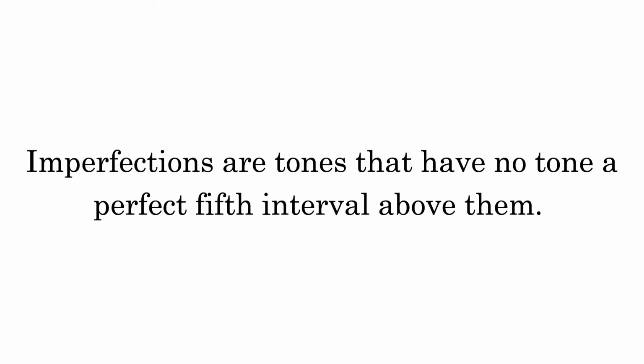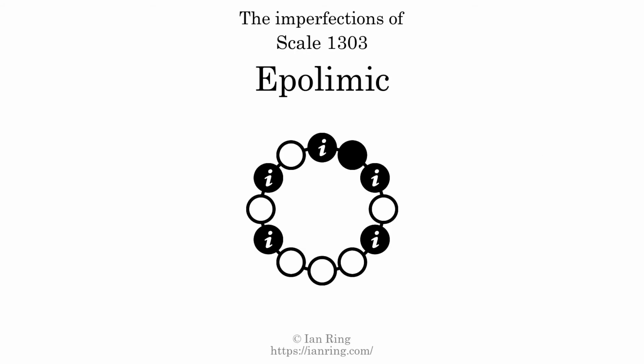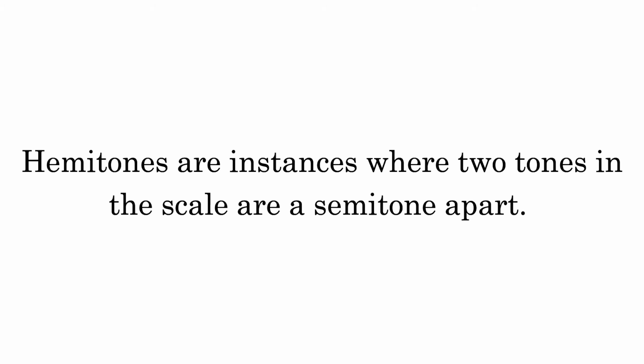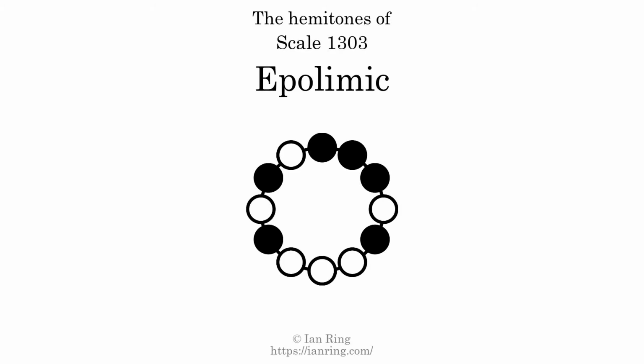Imperfections are tones that have no tone a perfect fifth interval above them. This scale has 5 imperfections. They are at positions here, here, here, here, and here. Hemitones are instances where 2 tones in the scale are a semitone apart. This scale has 2 hemitones. They are at positions here, and here.